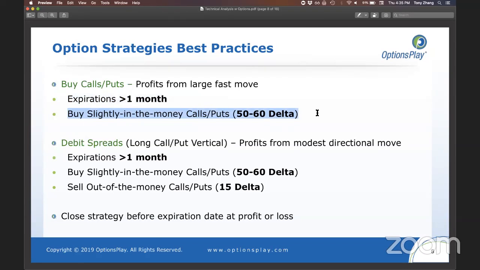And these are optimized already when you're using Options Play. So for those of you that are using Options Play, we already apply these types of best practices when you type in a symbol and look at calls and puts. For debit spreads, it's very similar to a long call or a put.